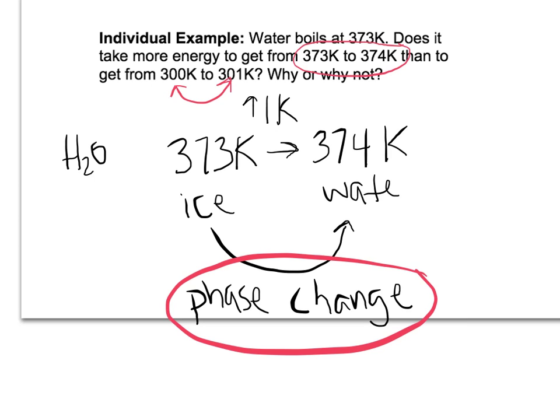So when you were talking about going from 300 to 301 K, that is just 1 Kelvin increase in temperature. Okay? When we're going from 373 to 374, that is also 1 Kelvin change in temperature, so it's equal there. However, between those two temperatures, there is a phase change, which adds more energy, which we call latent heat.